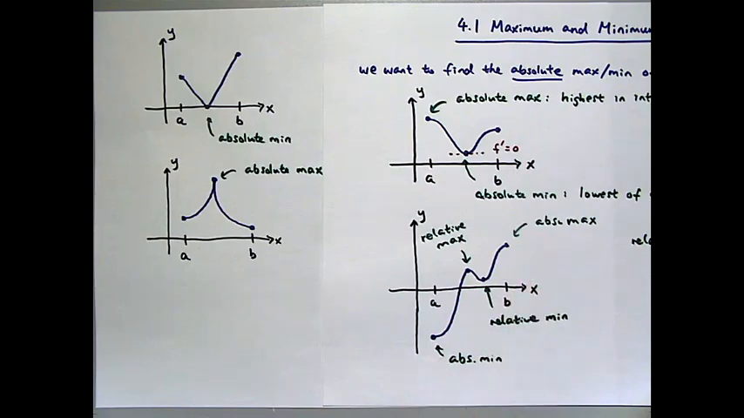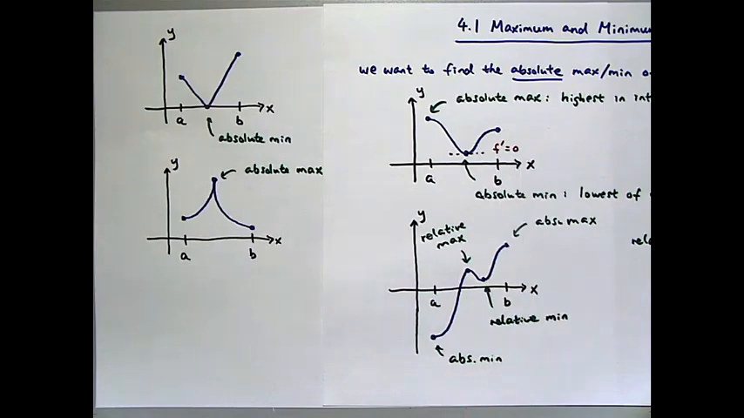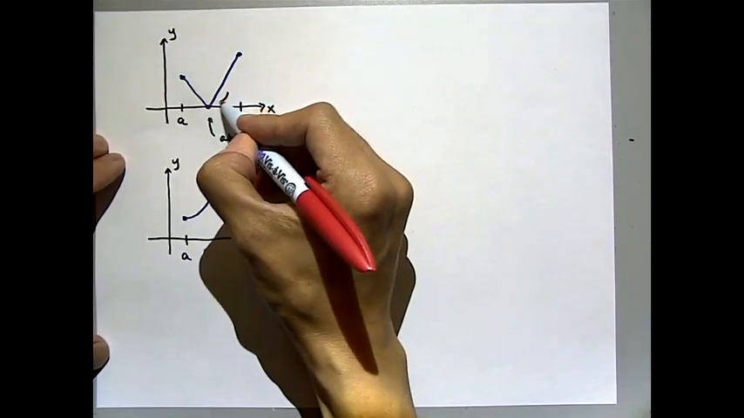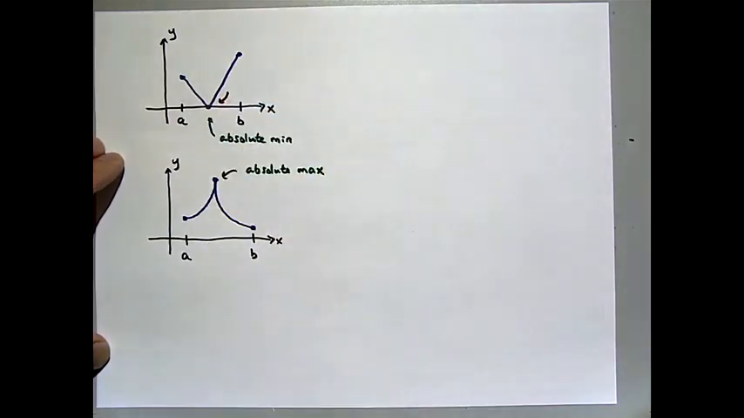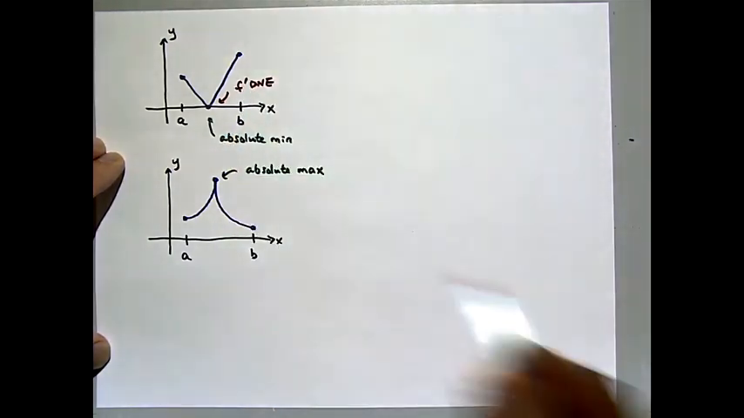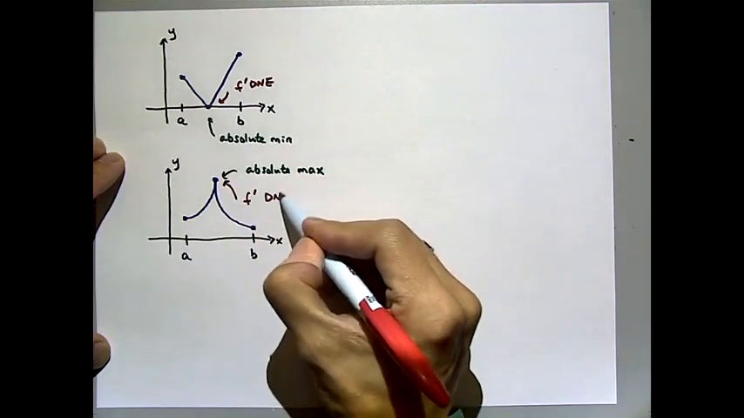So one place to look for them is right here, where f prime is 0. Another place they might occur is the endpoints of the interval. How about these two, the graphs 3 and 4? What's the derivative right here? Does not exist, right? Because it is not smooth. How about this guy right here? Exactly.